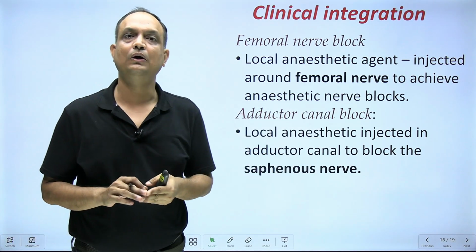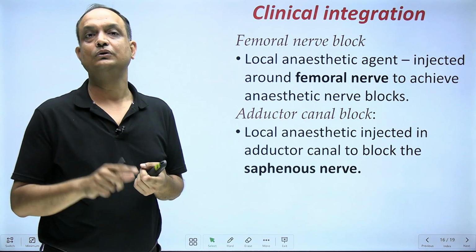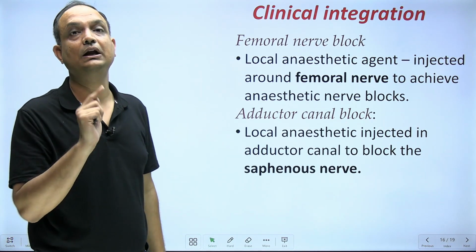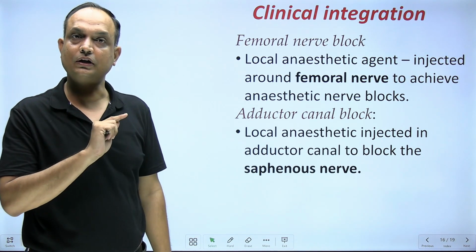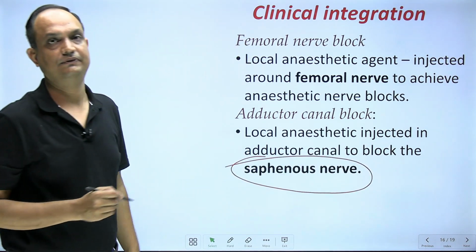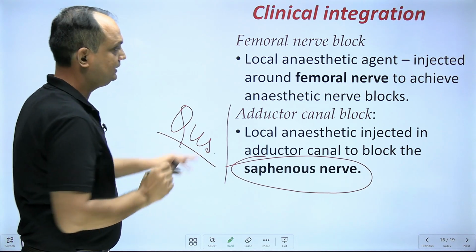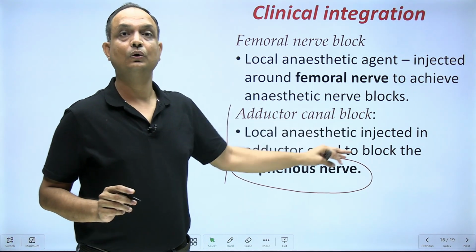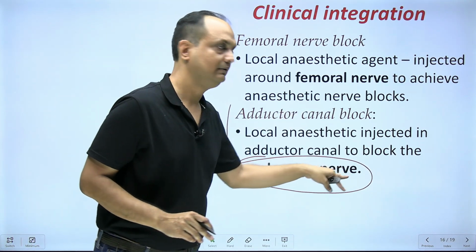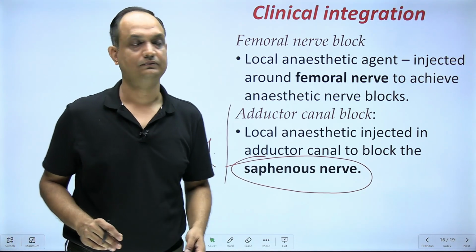Now for adductor canal block, as I already told you, the saphenous nerve passes through the adductor canal. So at the upper part of the adductor canal, if we inject the local anesthetic agent, we are not blocking the whole femoral nerve, we are blocking only the area supplied by the saphenous nerve. This is a question which has been asked many times: does adductor canal block block the whole area supplied by the femoral nerve? No. This block is only helpful to block the areas supplied by the saphenous nerve.